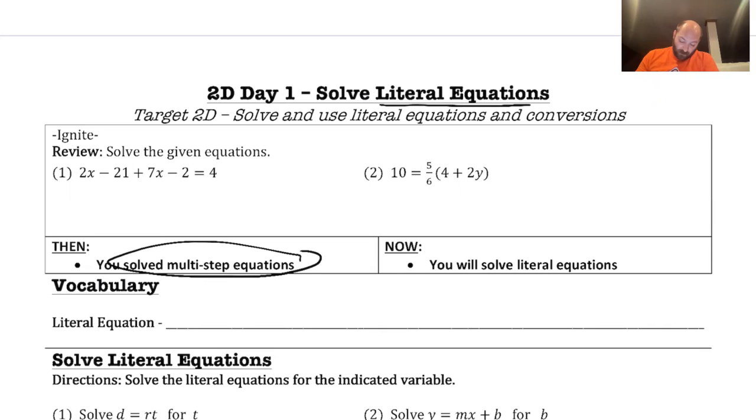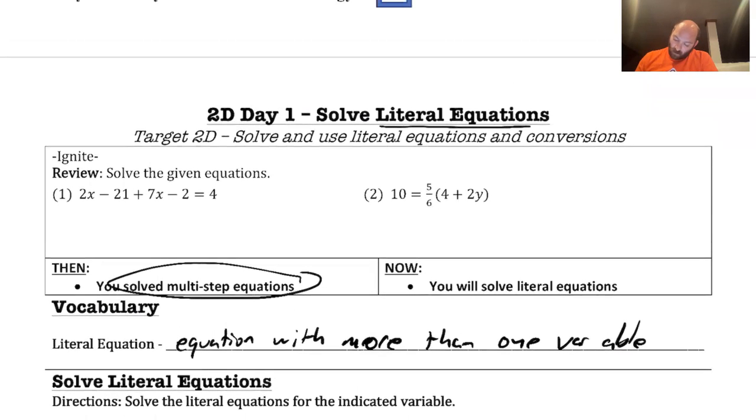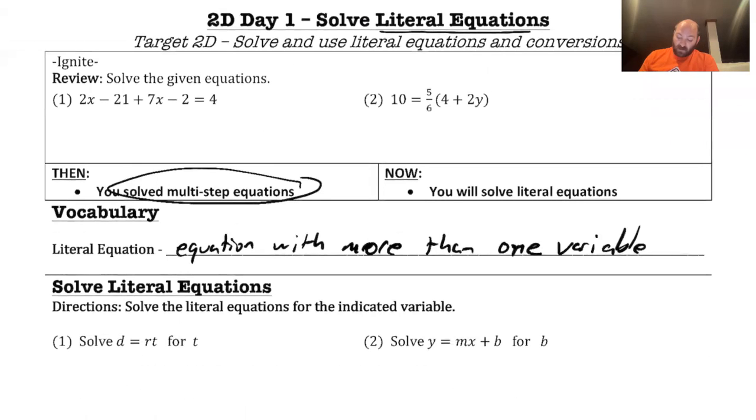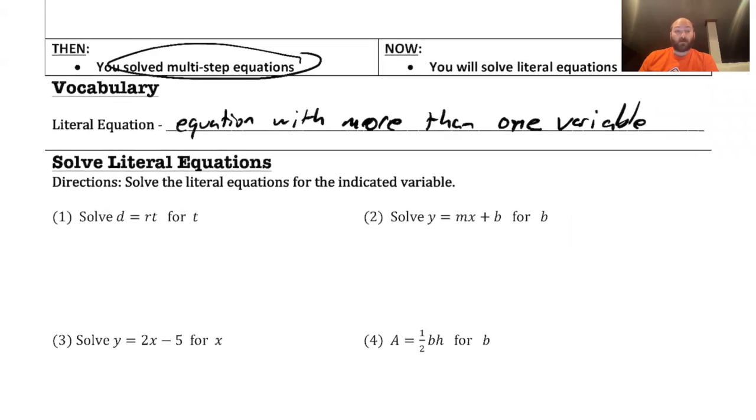A literal equation is an equation with more than one variable. So, an equation with more than one variable. Now, in your math studies before, you've probably seen examples of this, and some of these might look familiar as we go through these examples here.